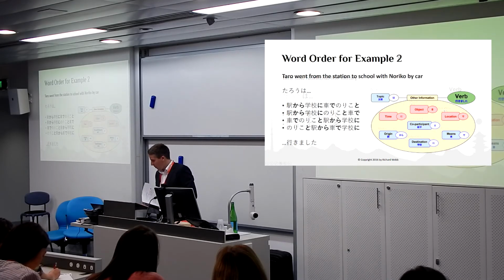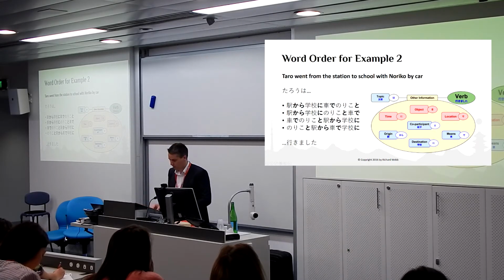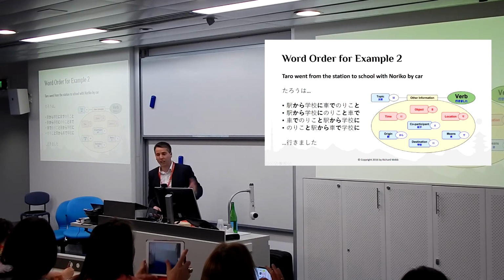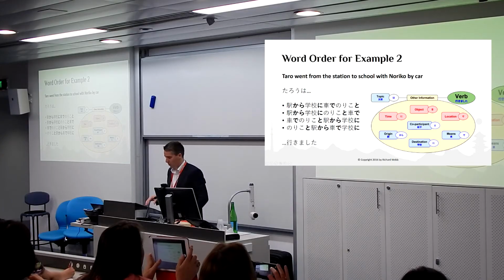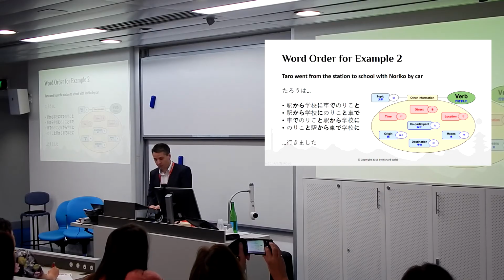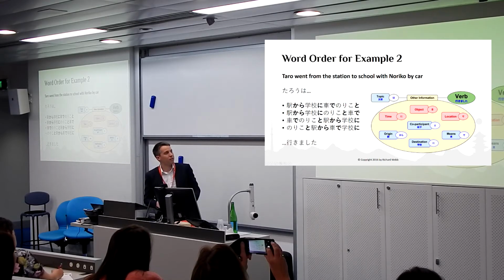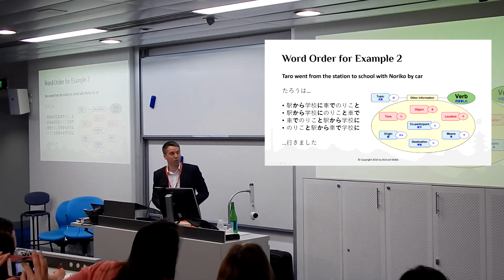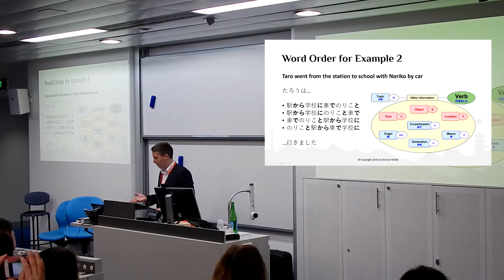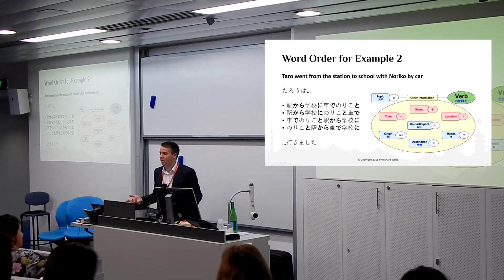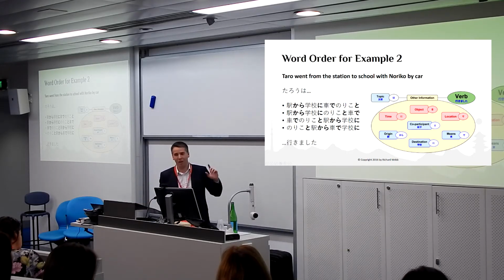So if we look at our other example, here we have a lot more things, and again we have Taro wa at the beginning, ikimashita is our verb at the end, and then all these other things in the middle. Noriko to, eki kara, gakkou ni, kuru made, and we can rearrange these in any order. So we can say Taro wa eki kara gakkou ni kuru made Noriko to ikimashita, or any of these other ones. And if my maths is correct, I think there are 24 alternatives of how this sentence can be phrased. And all of them are correct, because what matters is not the word order, what matters is the particles.